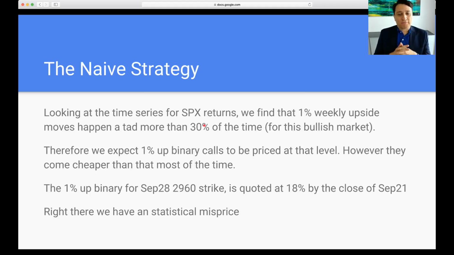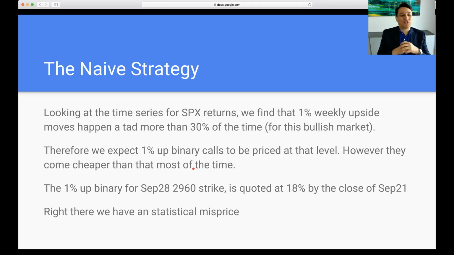Given that fact, you will expect that option dealers will price a binary option to play that. I'm playing the 1% up move. You will think that option dealers will be pricing that at a fair price. The fair price of a binary option for this kind of move will be 30%. However, they are not. They are actually being underpriced. And why? Because of the phenomenon I described a couple of slides back. They are being underpriced because skew enters into play. Therefore, we have this tremendous edge on this trade.